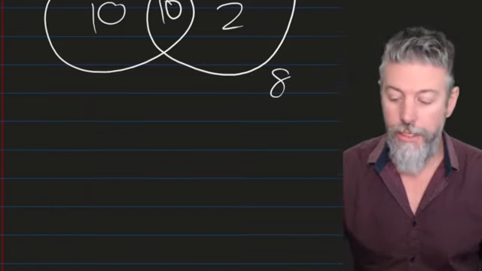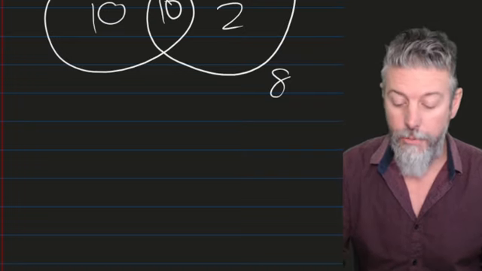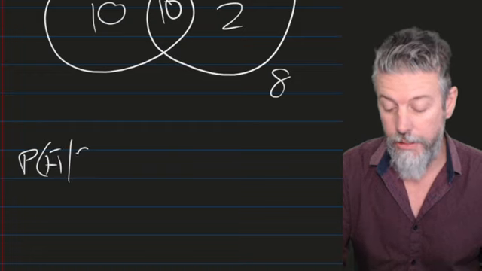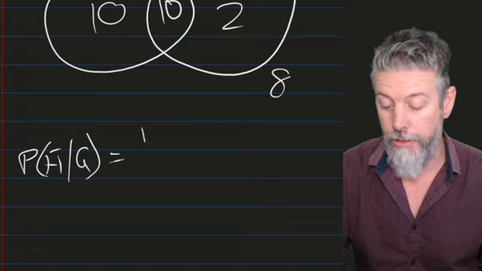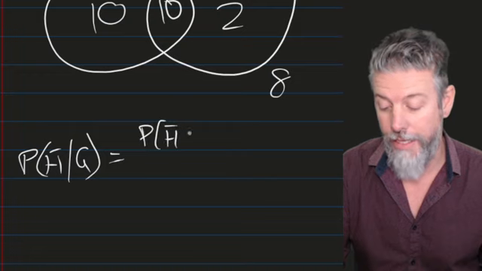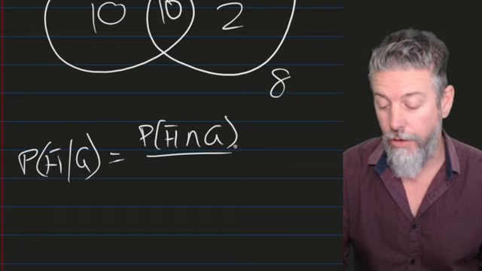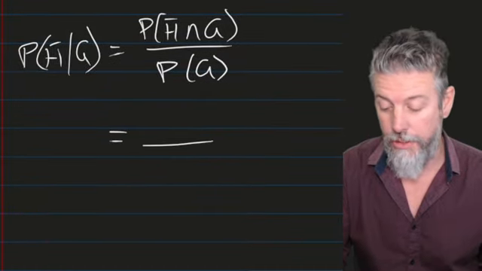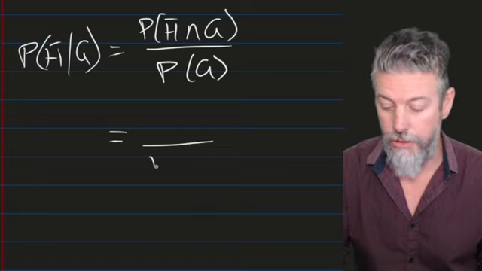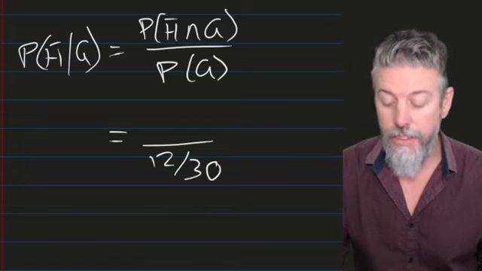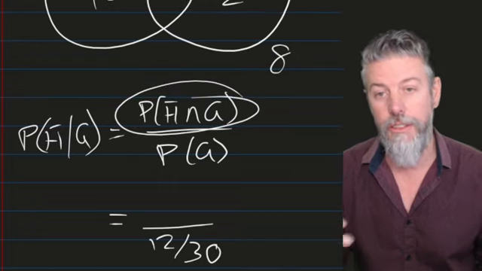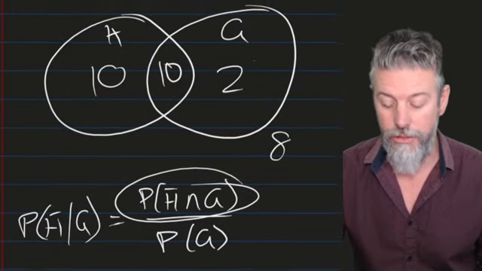Now that we've built this Venn diagram, the ability to fill in our formula for conditional probability becomes far easier. So if we now go back to what we wanted, which was the probability of not history given they're in geography, that is the probability of not history and geography over the probability of geography. Now, as before, we already know our geography part. So the probability of studying geography is 12 out of 30.